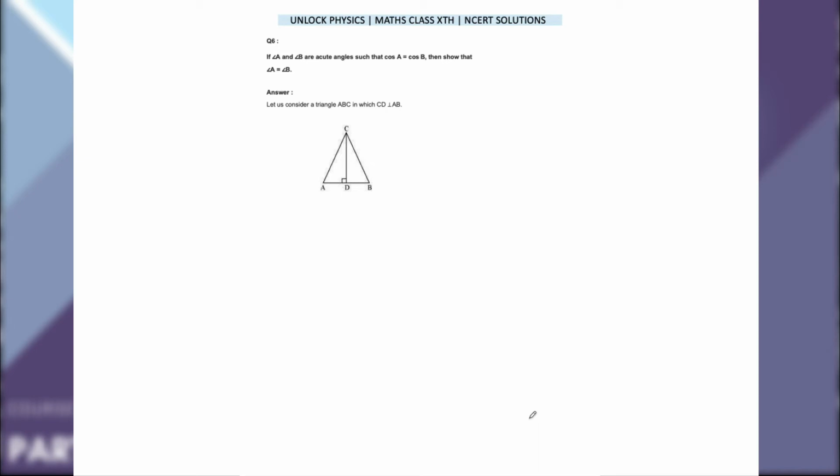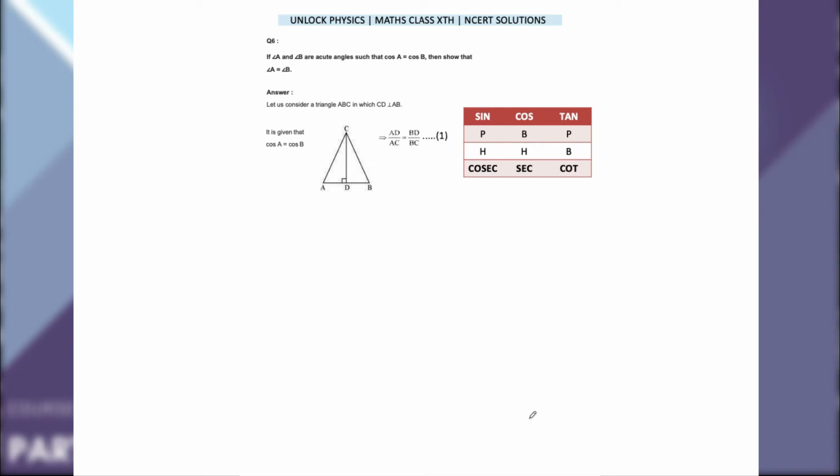Now cos A is given to be equal to cos B. It's given that cos A is equal to cos B. So from our trigonometric ratio table, we know what is given to us. Since this is angle A and this is angle B, both the angles have one side in front of them, which is CD, so it would be the perpendicular for both of them. This would be the hypotenuse for angle ADC, and this would be the hypotenuse for angle BDC, and this would be the base for both the right angle triangles.